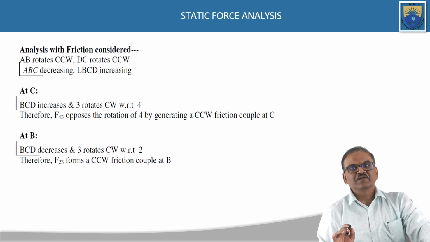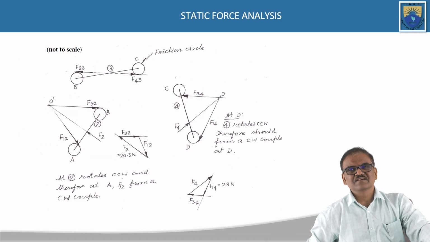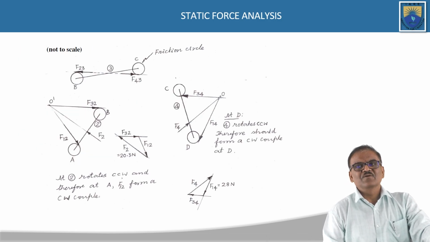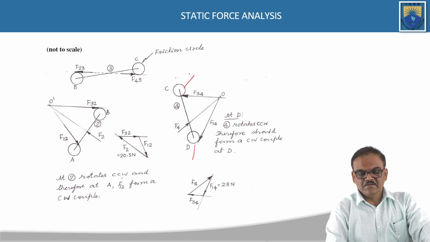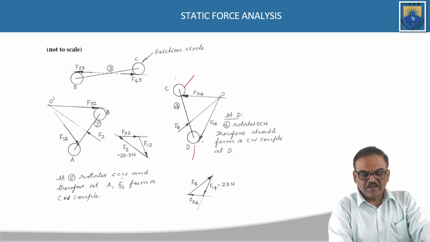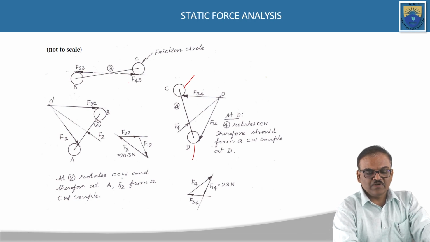Therefore, F23 forms a counterclockwise friction couple at B. To understand this, this is the orientation we are going to get here. At D, what we have drawn are the friction circles. At D, link 4 rotates counterclockwise, therefore it should form a clockwise couple at D. Therefore, the force is projected, and with the friction it is going to be tangential, located here. Then at C also, join tangential to this. Based on this, F34, F43, F23. These are all the friction circles.